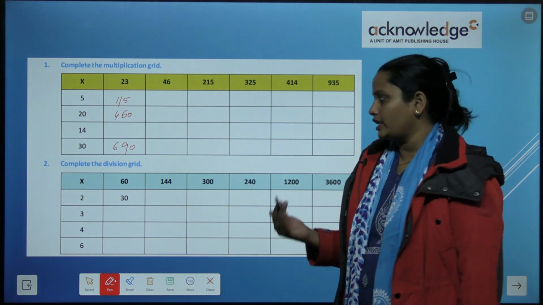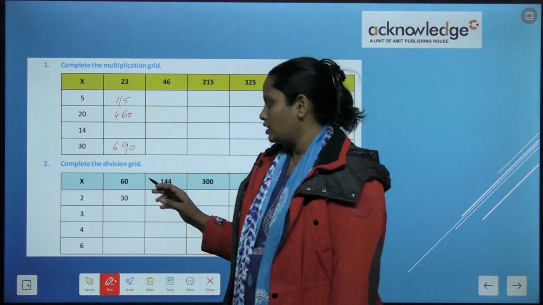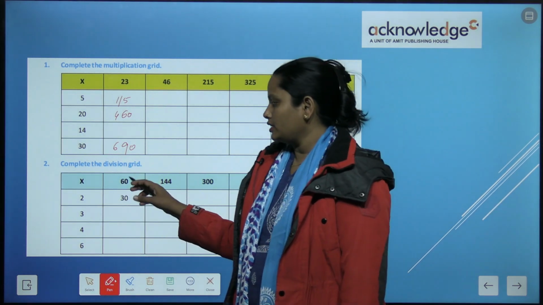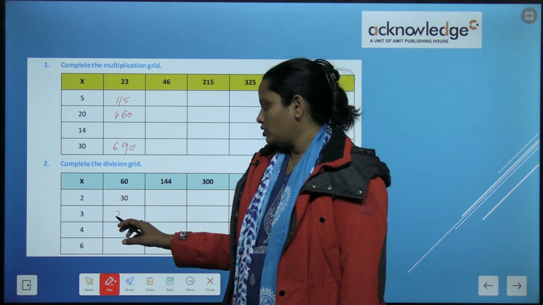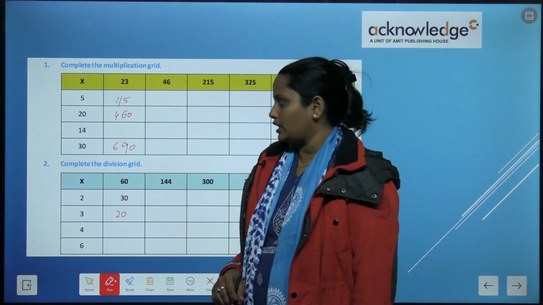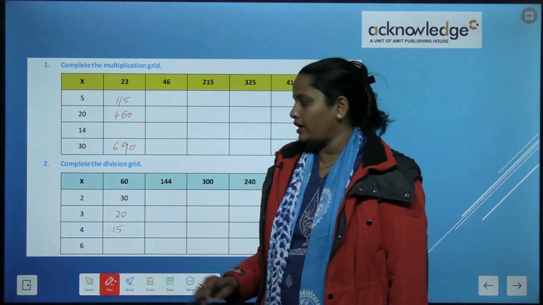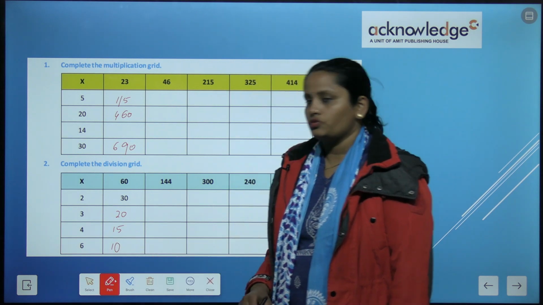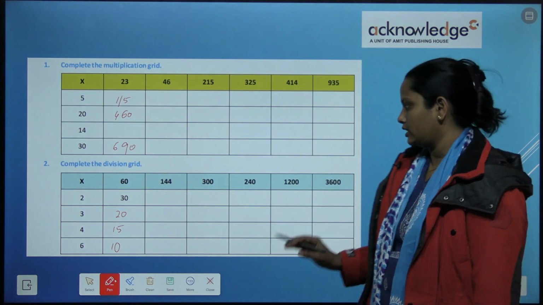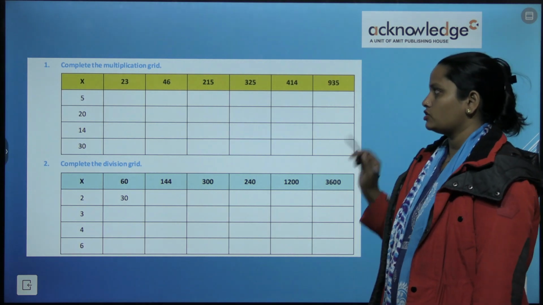Now let's move on to the next question. Complete the division grid. You have to complete the division grid. So 60 divided by 2, and we get 30 as the answer. Similarly, when we divide 60 by 3, what answer do we get? Now if we divide 60 by 4, what answer do we get? That we have to write here. And now we will divide 60 by 6, so we get this answer. Similarly, we have to divide these numbers by these numbers and then fill in the blanks. So this you have to do on your own.